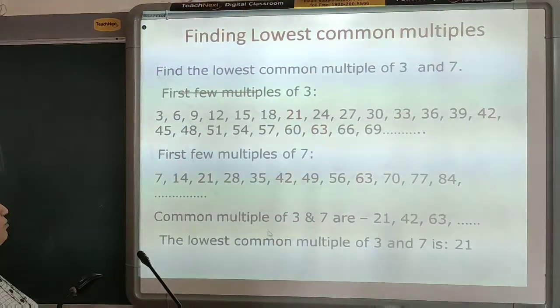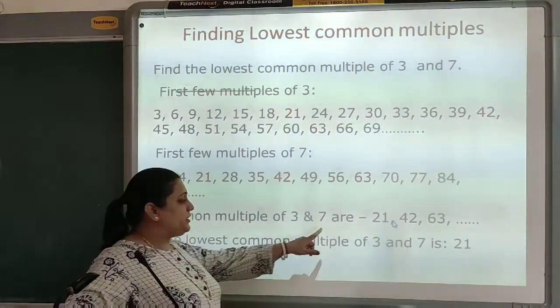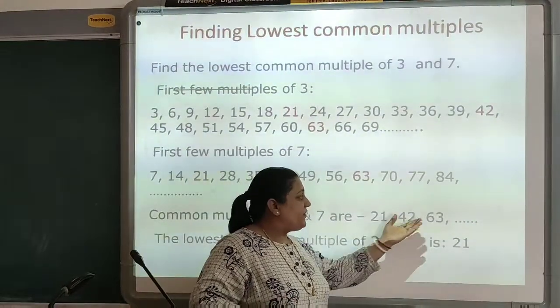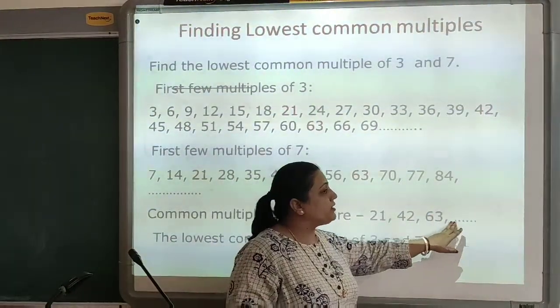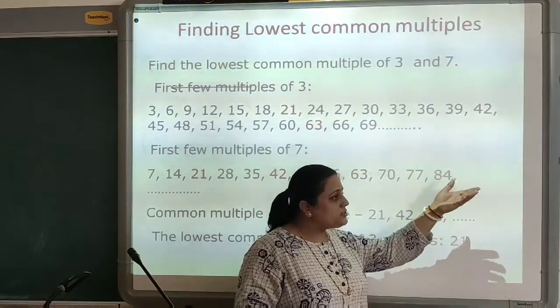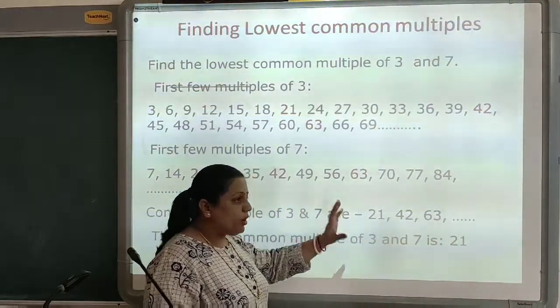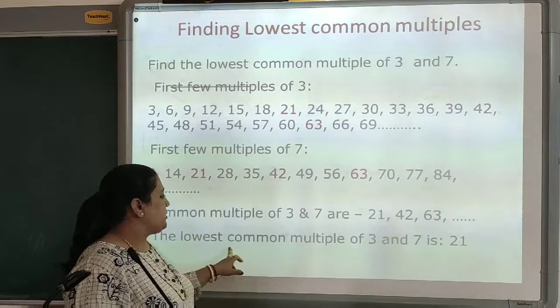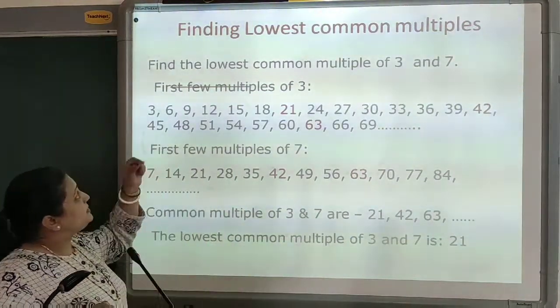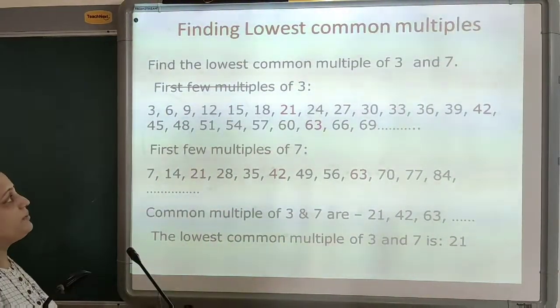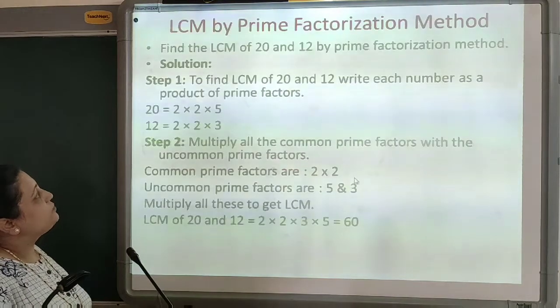So what is the lowest number here? 21. If I write more, they will be bigger than 63 only. It will increase only. So what is the lowest number? The smallest number is 21. So LCM is 21. What is meant by LCM? Lowest common multiple, meaning the common multiple which is smallest.